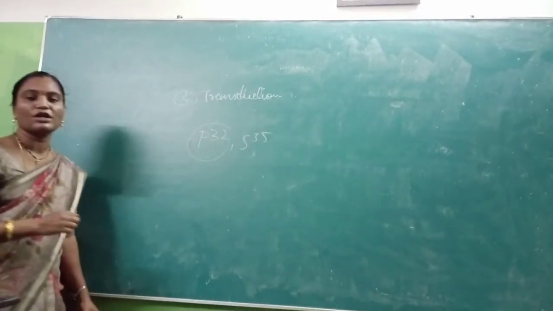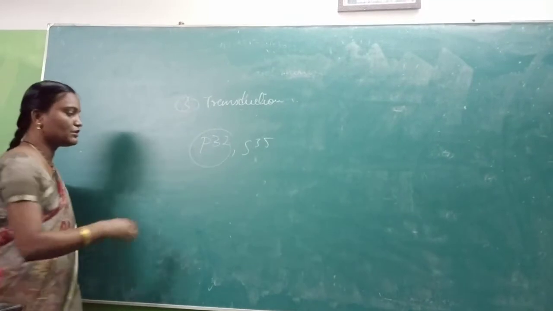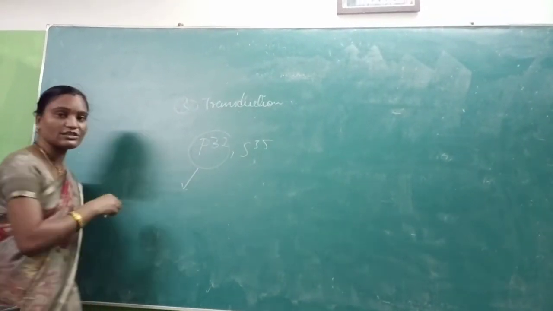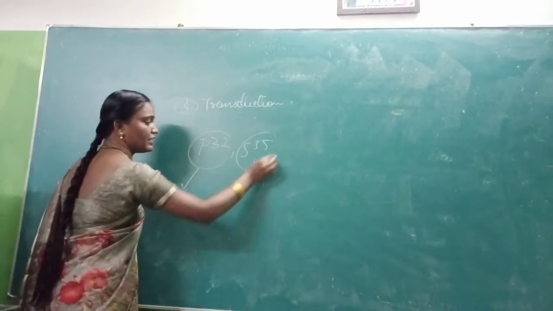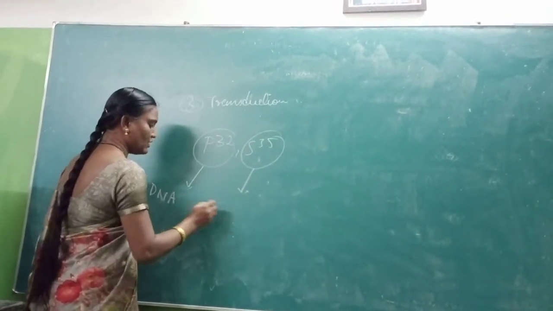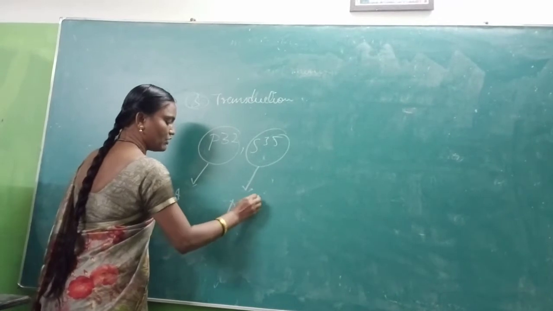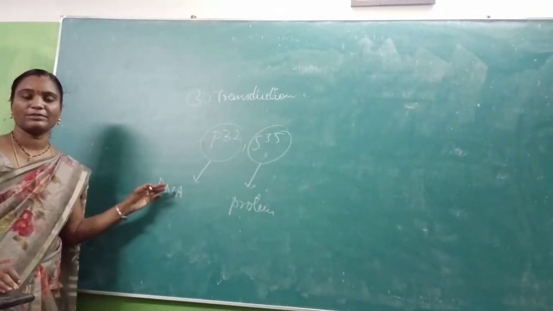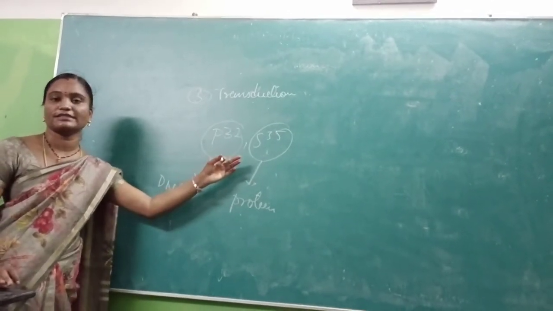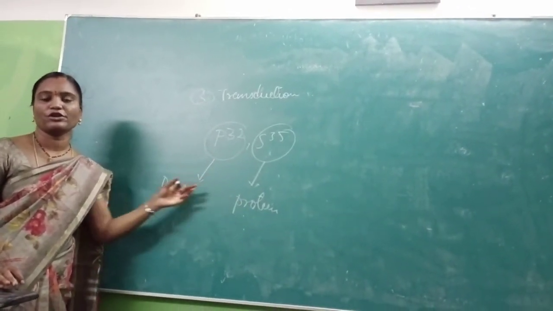This P32 radio-labeled molecule is attached to the DNA molecule, and the S35 radio-labeled molecule was attached to protein molecules. Why is P32 only attached to DNA but not to protein, and why is S35 only attached to protein but not to DNA?